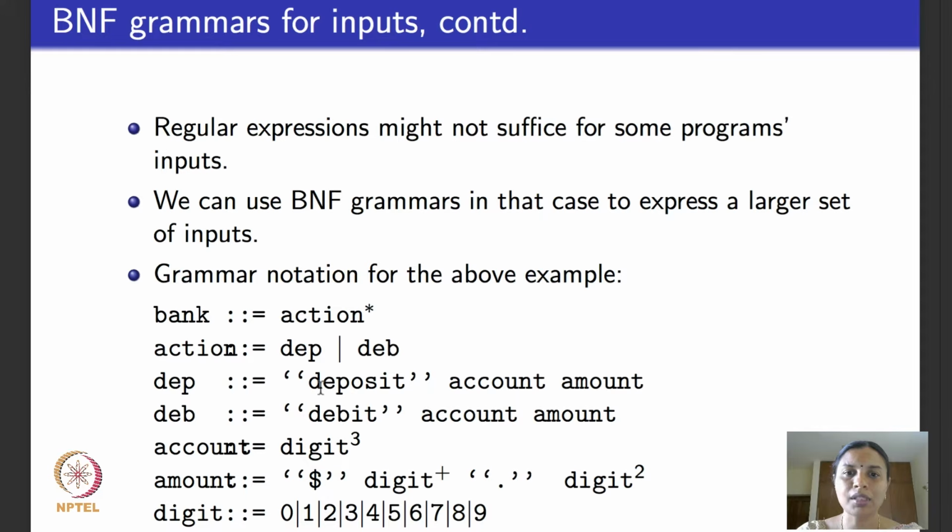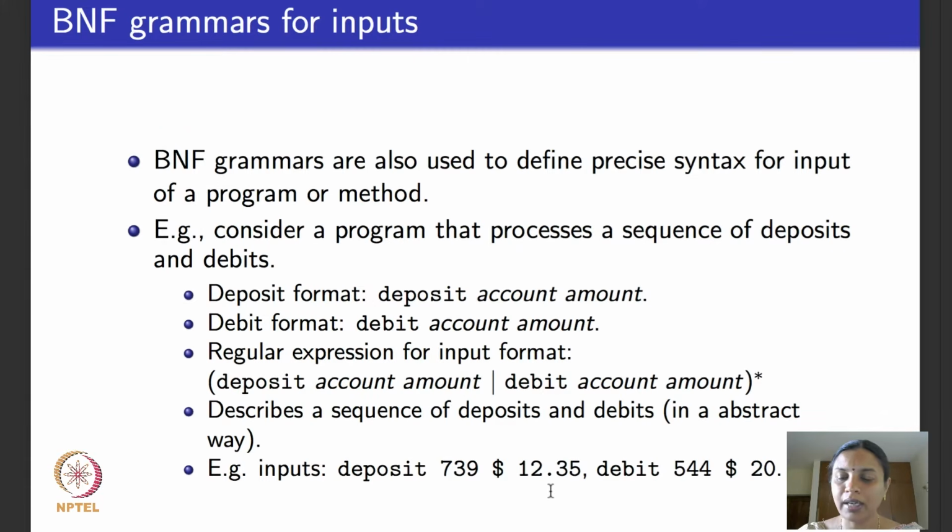A deposit is basically the keyword deposit, some amount into an account number. Debit is similarly the keyword debit, which depicts a fixed action of an amount into the account. Account is typically a 3-digit number. Amount is given in dollars or any currency, and it's one or more digits followed by a decimal point, followed by at least 2 digits. Digits could be anything from 0 to 9.